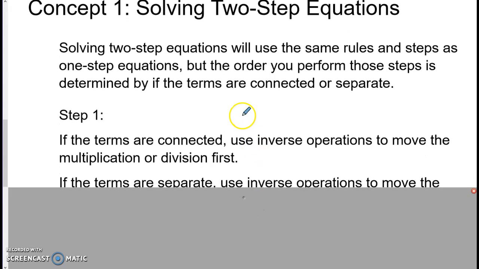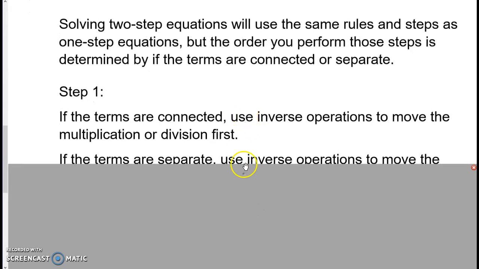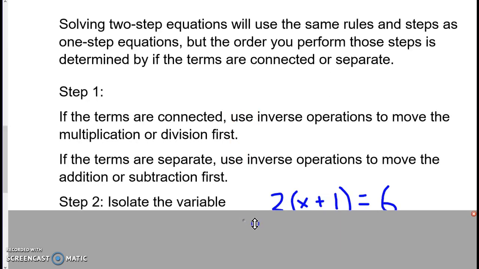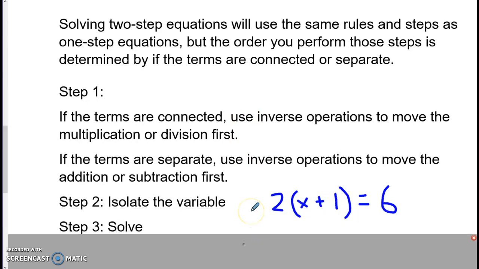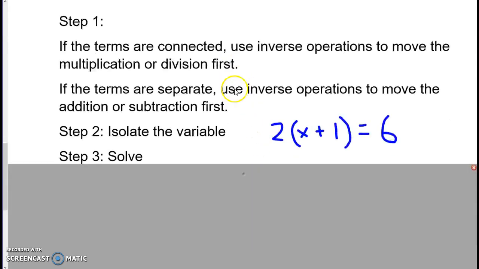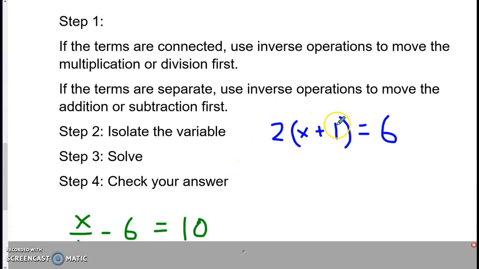So this is our first and only concept for solving two-step equations. You are going to use the exact same rules and steps as a one-step or single-step equation. The only thing you have to worry about is the order you do those steps in, based on whether the terms are connected or separate. So if the terms are connected, like this one, you're going to use inverse operations, but you're going to take care of and get rid of the multiplication or division first.